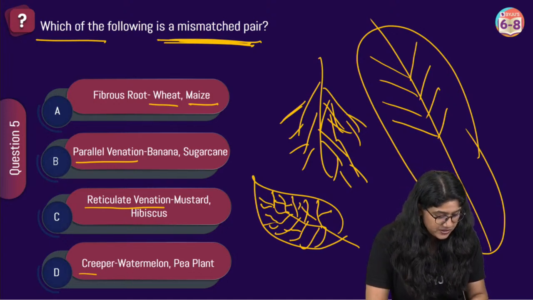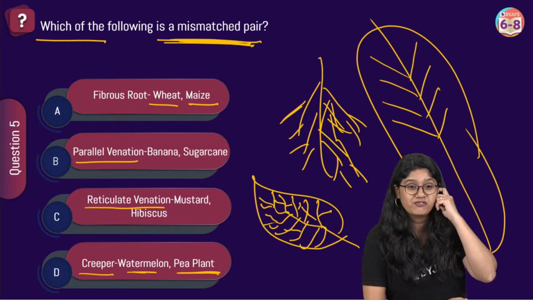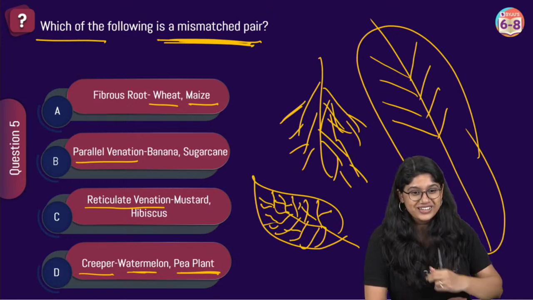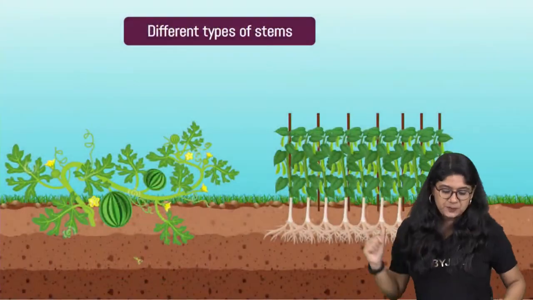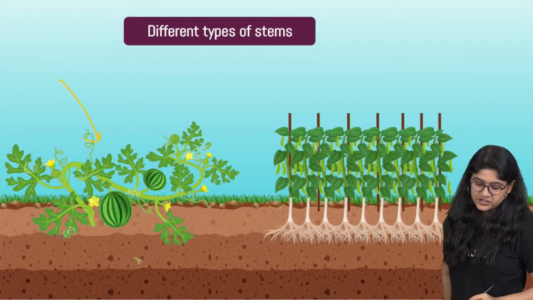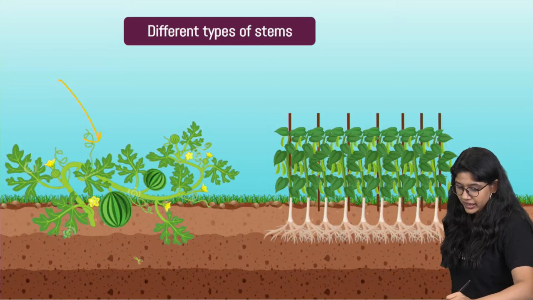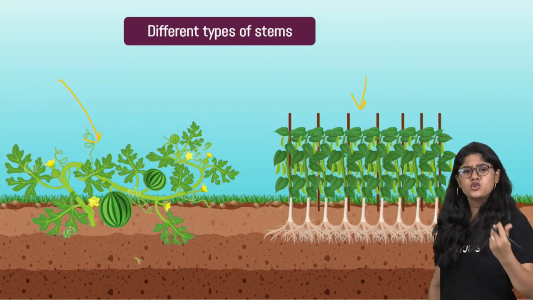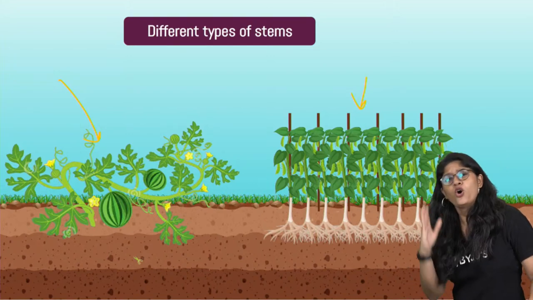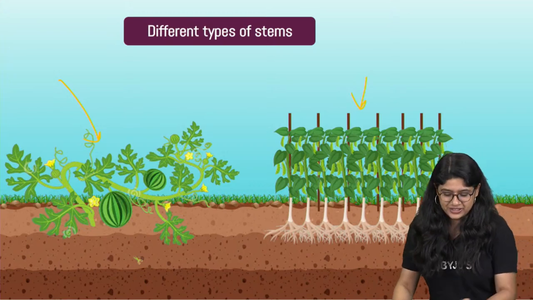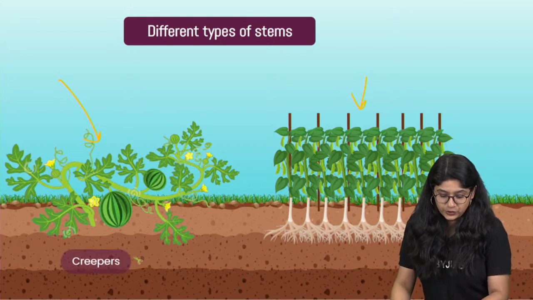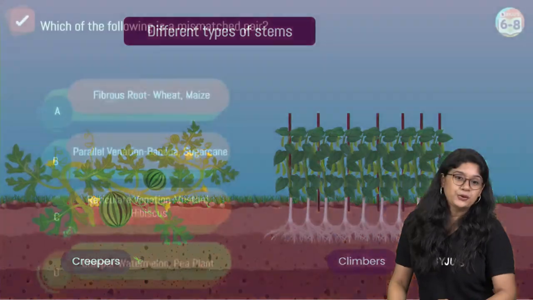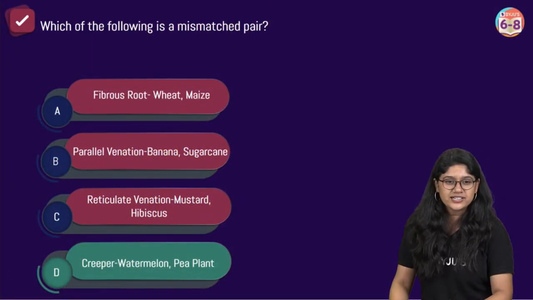And the creepers, of course, we have the watermelon, but the pea plant is a climber, as you have mentioned. Very good, Aditya. So here we have the representation of the watermelon. See over here? And we have the pea plant, which usually takes support of another plant or a stake or a wall. Pea plant is a climber. Watermelon is a creeper. And here we have the correct answer.